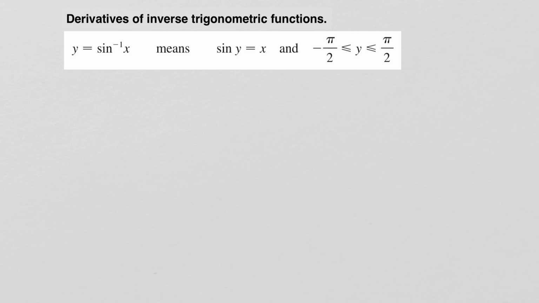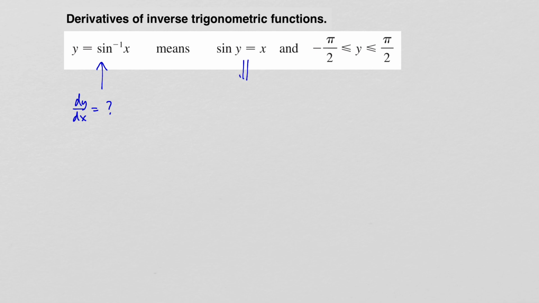Now we talk about derivatives of inverse trigonometric functions. So let's remember that when you say y equals the inverse sine of x, the meaning of this is that the sine of y is equal to x, and y has to be an angle between negative pi over 2 and positive pi over 2. So if I want the derivative of inverse sine, first of all, it's not the same as taking the derivative of sine. It's completely different. So we have no idea how to take the derivative if we have the inverse sine.